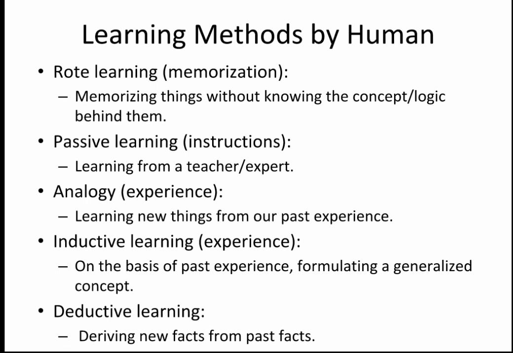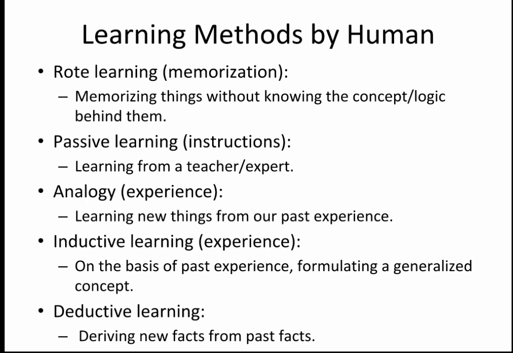The first one, which we generally use with kids also, is the rote learning method. That means we just memorize things without understanding what is behind them. Another method is passive learning, in which an instructor or teacher instructs you that this thing is done like this, and so on. Then there is analogy type of learning, where we learn new things based upon what we have learned earlier, based upon our past experience.